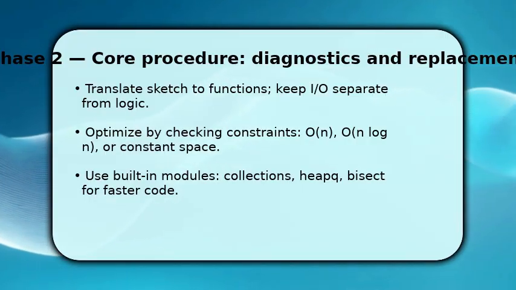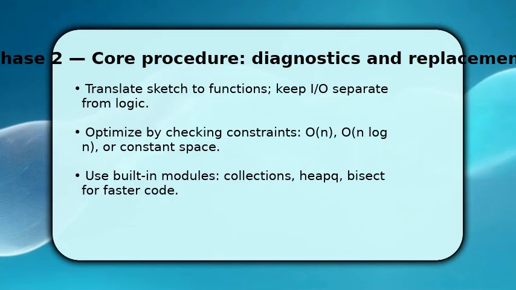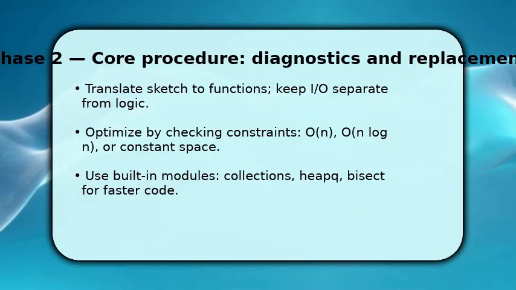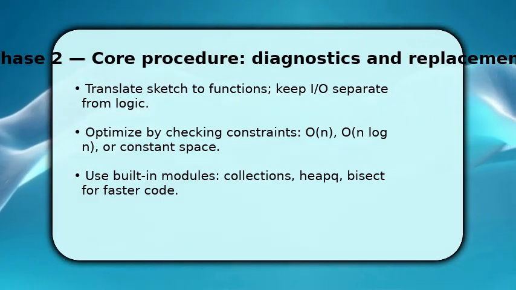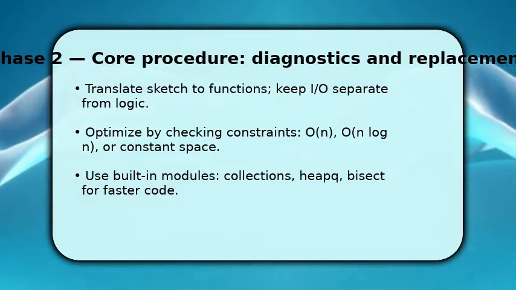If constraints are tight, choose O(N) or O(N log N) algorithms. Profile mentally which loop or data access is costly. Use Python built-ins like collections and heapq to reduce bugs and boilerplate. Once implemented, run the samples and refine until results match exactly.